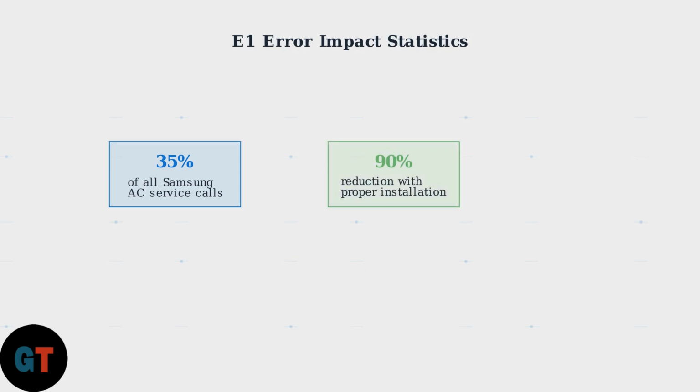The statistics reveal the significant impact of E1 errors. They account for approximately 35% of all Samsung air conditioner service calls, making them one of the most common issues technicians encounter. However, there's good news. Proper initial installation can reduce the probability of E1 errors by up to 90%.